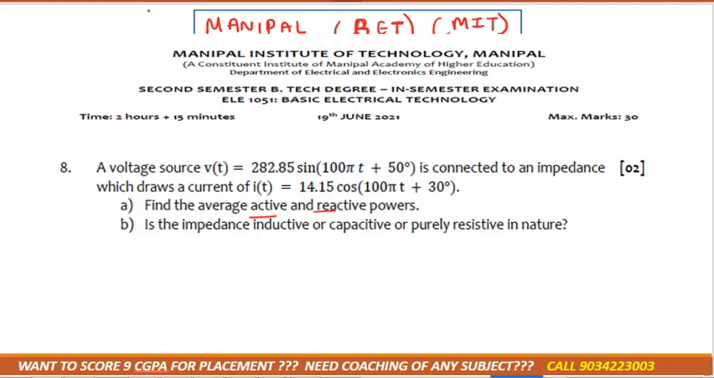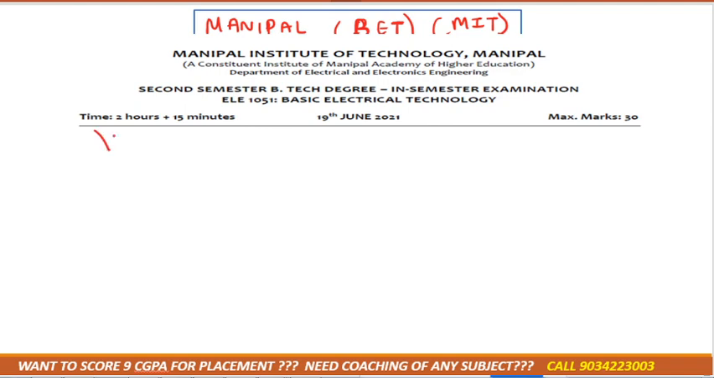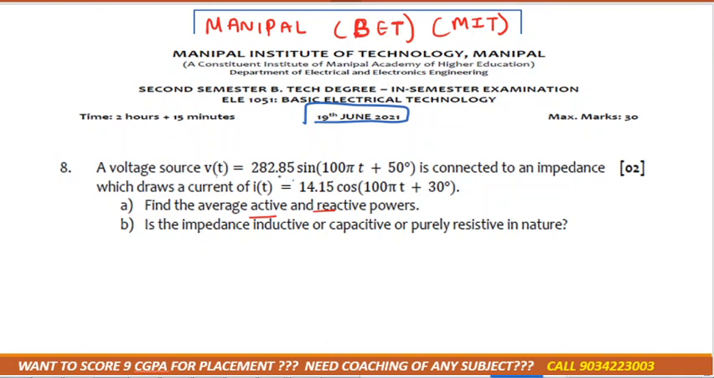Okay, see, this is also the paper question from 2021. In this, they have given the voltage in the standard equation form. Okay? Voltage formula is V is equal to Vmax sine of omega t plus phi. This is the standard equation for voltage and as well as for current.